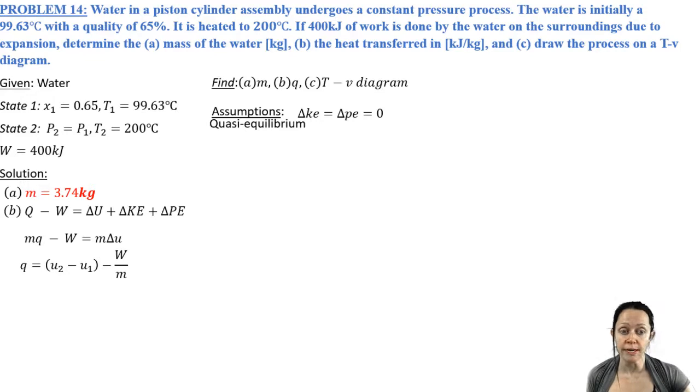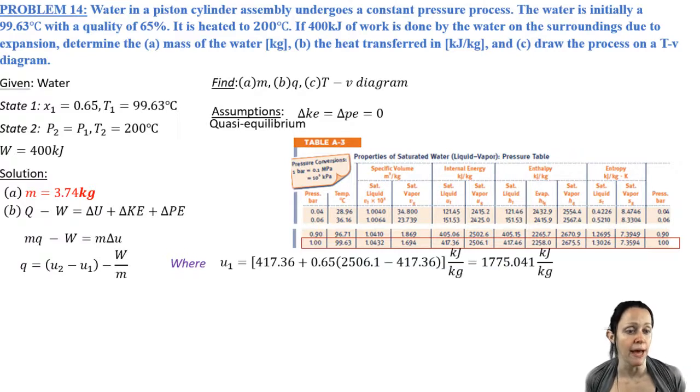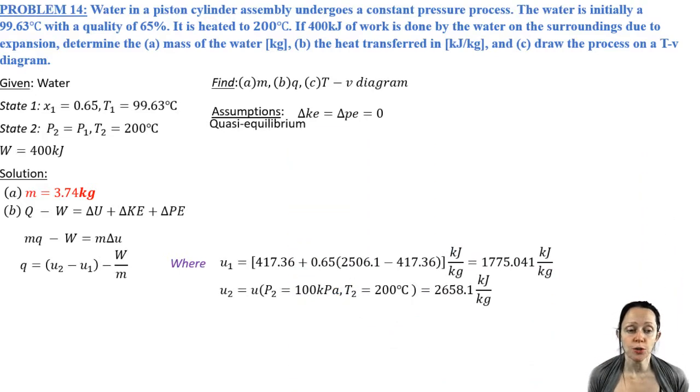So for state 1, I know I'm saturated, and I'm going to go to those same tables that I got the saturation pressure out of. For state 1, I'm going to use the u sub f and u sub g values at that 1 bar, plug and chug with the quality, and get my u1. And at state 2, it turns out that at 100 kilopascals or 1 bar and 200 degrees Celsius, you're superheated. So just go to those superheated tables and pull off the corresponding u2 value and plug it in, and you get 776 kilojoules per kilogram for your heat transfer.